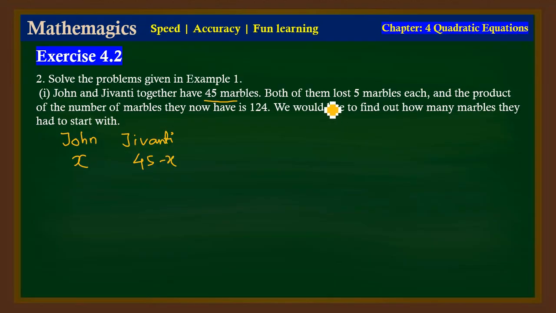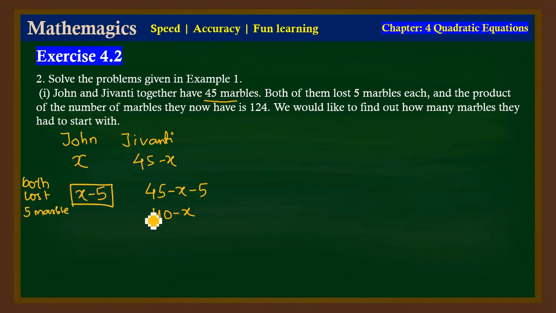Now, both of them lost 5 marbles each. So John will have x minus 5 and Jivanti will have 45 minus x minus 5. So 45 minus 5 becomes 40, and this becomes minus x. It means John has x minus 5 and Jivanti has 40 minus x.